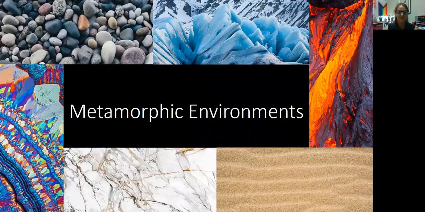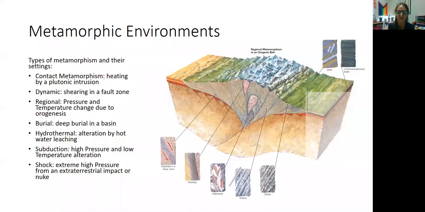Right, so metamorphic rocks form anywhere where there's intense heat and/or pressure, but where does this happen? What are metamorphic environments? There's a lot of different environments where this can happen. We are going to focus on just a few, but just to list them out, right? Contact metamorphism, dynamic metamorphism, regional metamorphism.